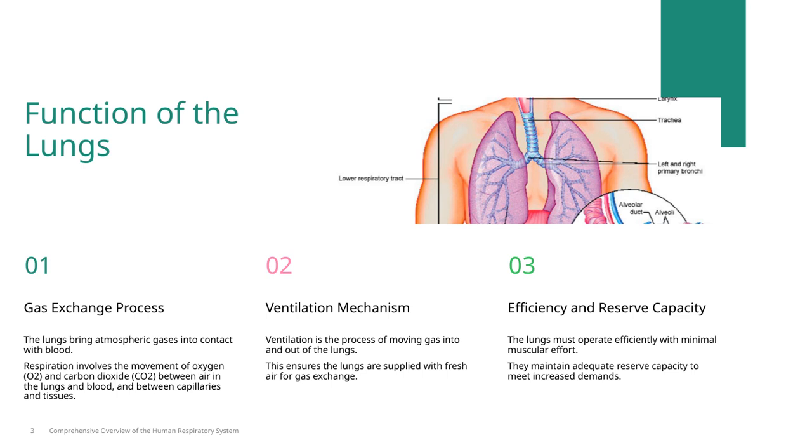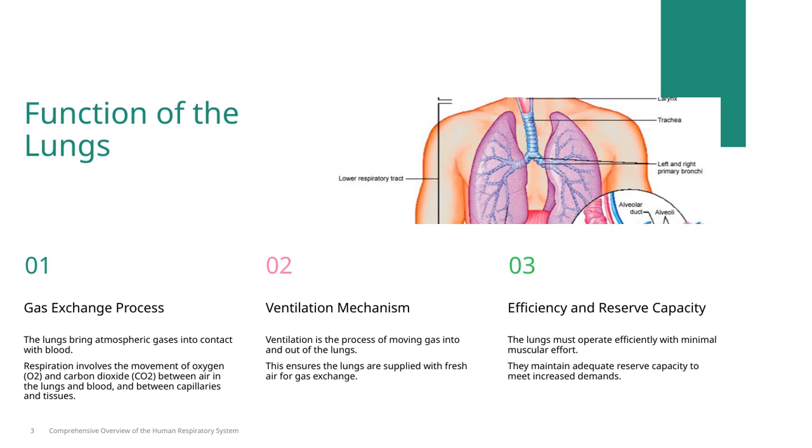Now, speaking of gas exchange, this is the core function happening within our lungs. The lungs bring atmospheric gases into contact with our blood, facilitating the exchange of oxygen and carbon dioxide. Oxygen from the air we breathe in diffuses into our blood, while carbon dioxide, a waste product, moves from the blood into the lungs to be exhaled. This process occurs at the level of the capillaries and tissues, making sure every part of our body gets the oxygen it needs and that waste gases are efficiently removed.